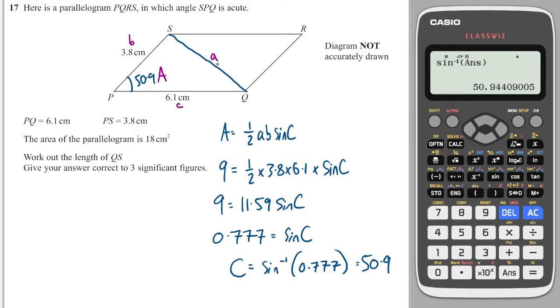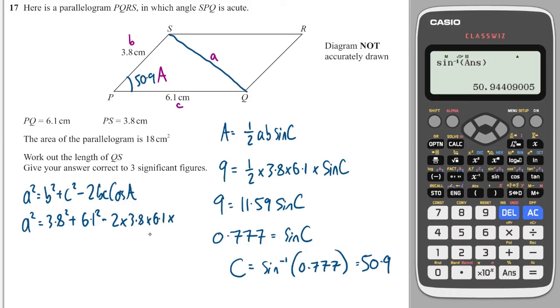So I can't use the sine rule, which means I need to use the cosine rule for a non-right angle triangle, which this is. Okay, so I write that a squared is equal to b squared plus c squared minus 2bc cosine of a, as given in your formula sheet. So a squared is equal to 3.8 squared plus 6.1 squared minus 2 times 3.8 times 6.1 times cosine of 50.9.